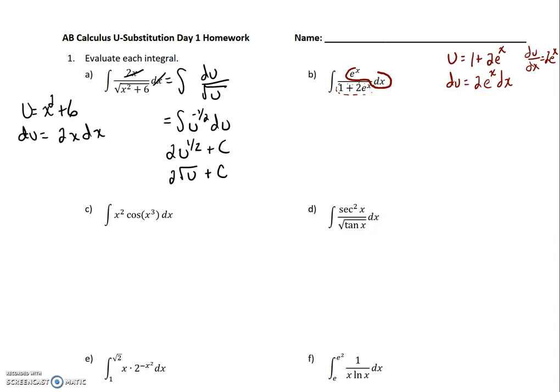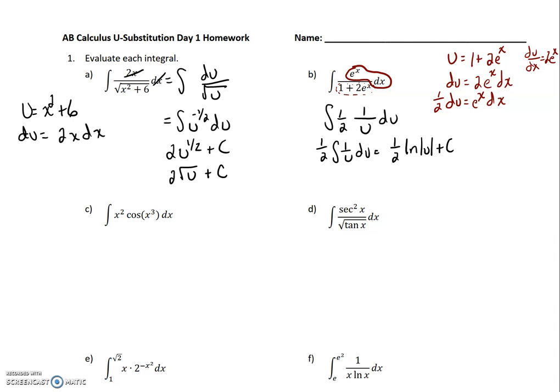That e to the x dx, I'm going to rewrite it in terms of u. So in terms of u, that e to the x dx is going to equal 1/2 of du. I'm going to take my 1/2 and my du, and put them in here. This is going to be 1 over u. So I can bring the 1/2 to the front. And the integral of 1 over u is just the ln of u. I need my plus c because it's an indefinite integral without the definite bounds.